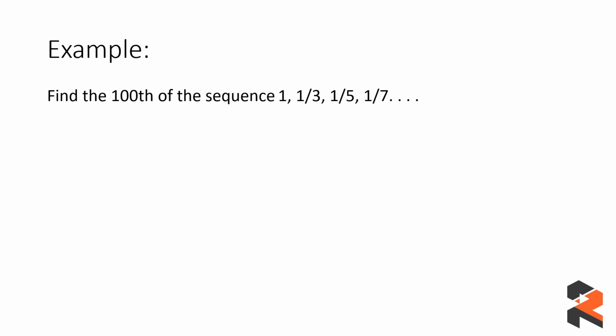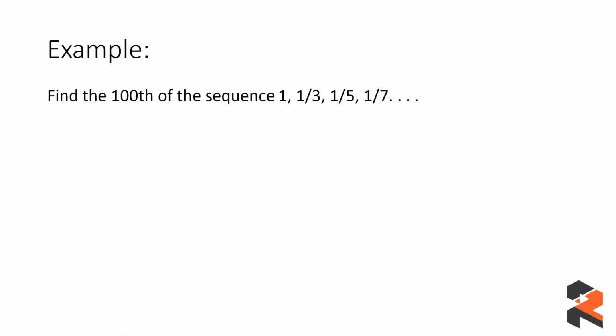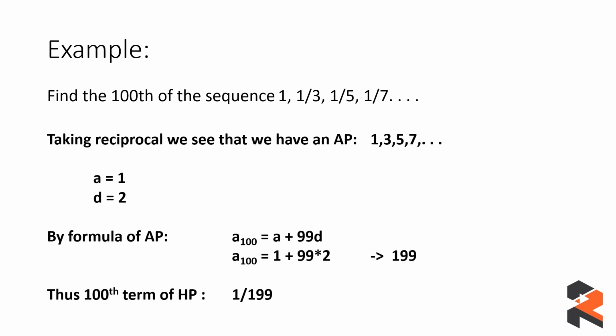So we have to find the 100th term of the sequence 1, 1 by 3, 1 by 5, 1 by 7. So how do you do it? First of all, convert this harmonic progression to AP. Before even doing this step, you need to check if this progression is a harmonic progression or not. So how you do it? First of all, check if 1, 3, 5, 7 are in AP. So you can see that A is equal to 1 and D is equal to 2. That is the common difference across all the consecutive elements. So we know that the series is in an arithmetic progression.